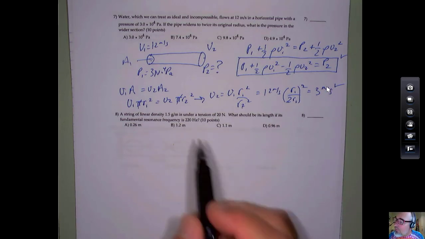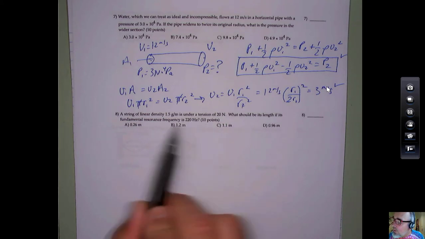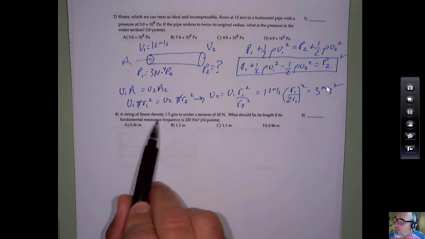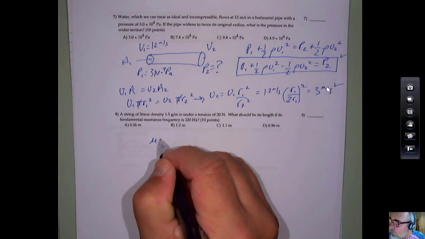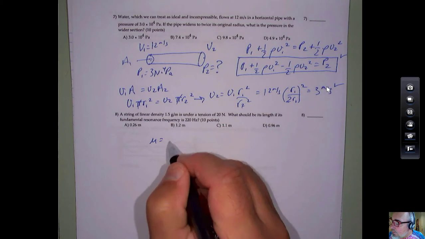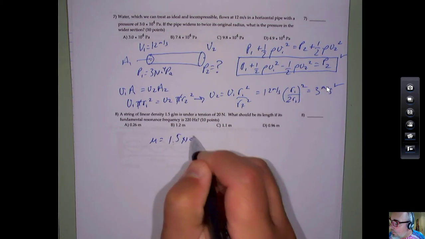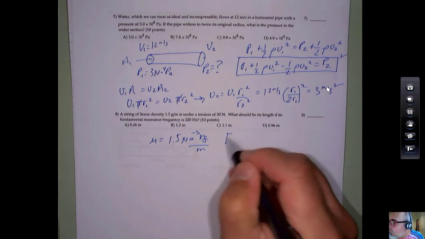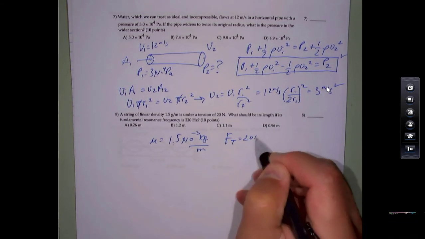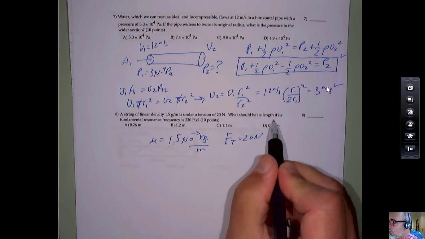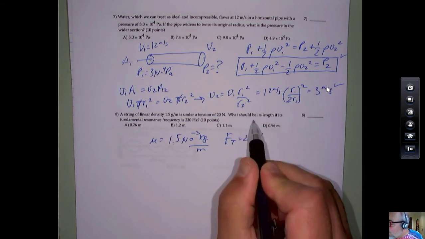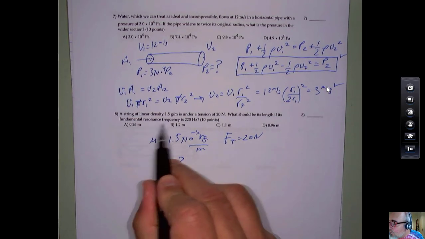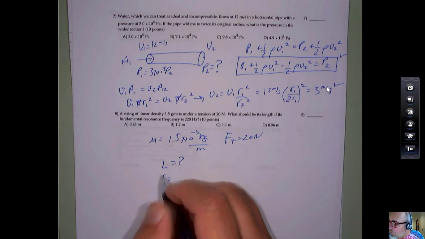Okay, next one. This is a chapter 16 type problem. A string with linear mass density, that's mu. Be careful with the units: 1.5 times 10 to the minus third kilograms per meter. It's under a tension, I'm going to call it force of tension, of 20 newtons. What should its length be if the fundamental frequency is 220 hertz?